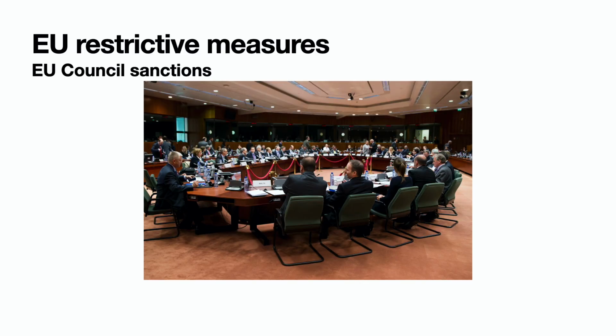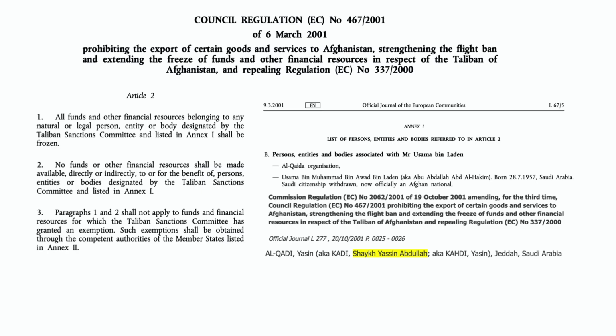The European Union adopted regulations to give effect to the UN Security Council resolutions. And on the 19th of October 2001, the Sanctions Committee published on the list the name of Kadi and his assets were frozen.